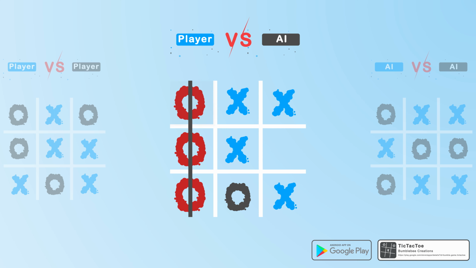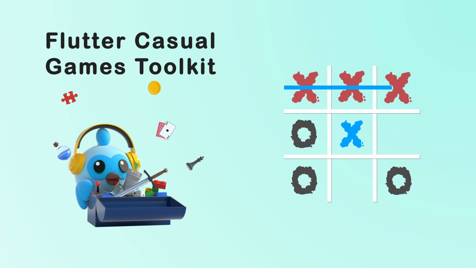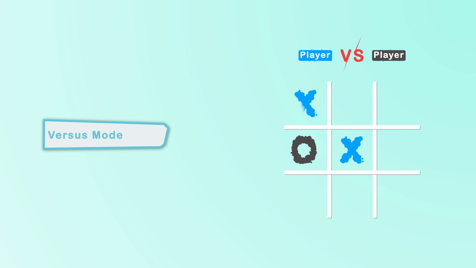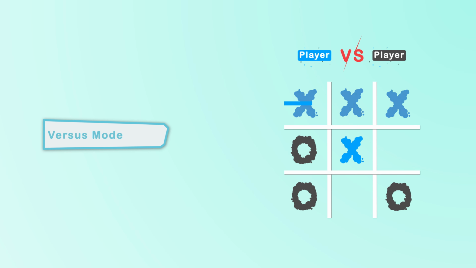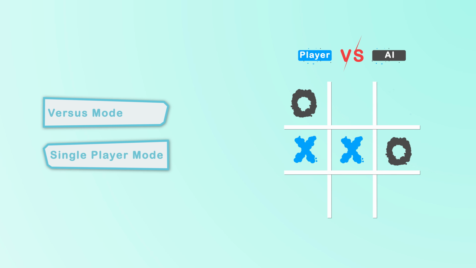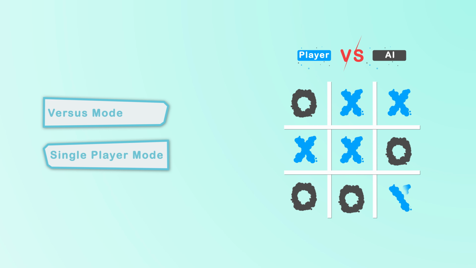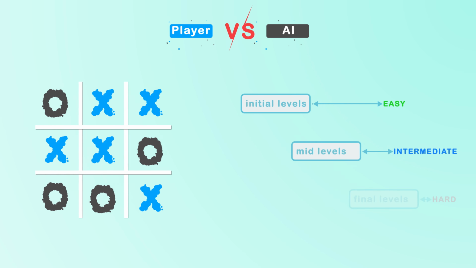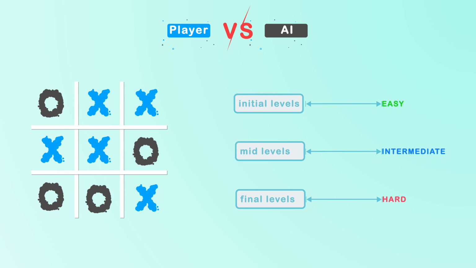In today's session, we will build a tic-tac-toe game using Flutter's Casual Game Toolkit. To begin with, we will create a multiplayer mode where two players can compete with each other. We'll then develop a single player mode where the players can compete against AI of different difficulties. The level of the game will determine the difficulty of the game.